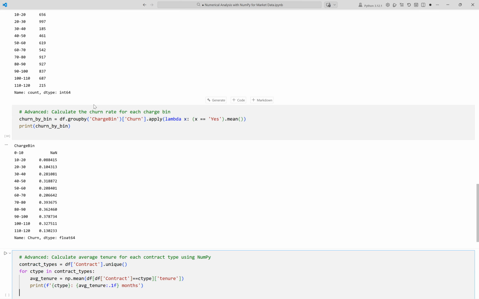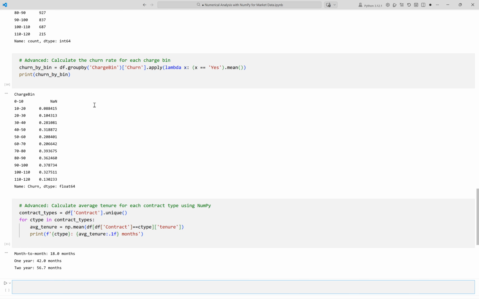Running the cell now. This output shows the average customer tenure for each contract type, revealing how longer contracts correspond to longer average tenures. Notice the clear increasing trend from month-to-month to 2-year contracts, highlighting the value of correctly grouping and aggregating data by contract type. This confirms the importance of validating categorical data and using appropriate calculations to summarize market data meaningfully.